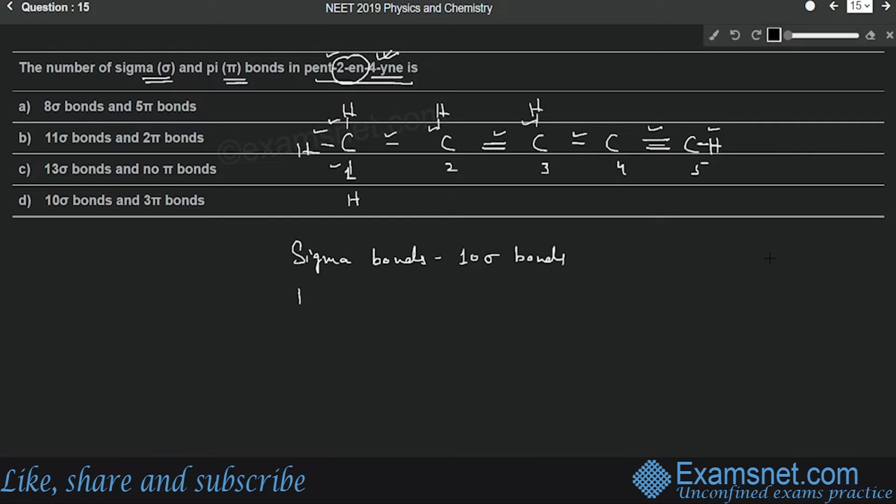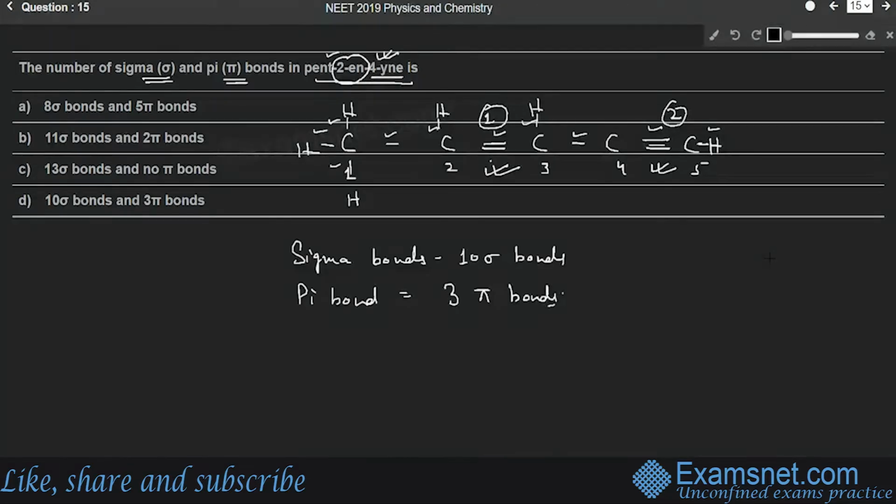Now next one is pi bond. So we know that in multiple bonds other than one sigma bond, all will be the pi bonds. Okay, so we have only two multiple bonds here, this one and this one. So here we have one sigma and one pi, so one pi bond here, and here we have one sigma and two pi, so two pi bonds here. So total number of pi bonds will be 3.